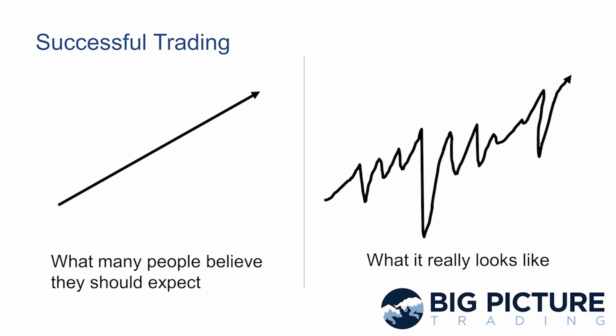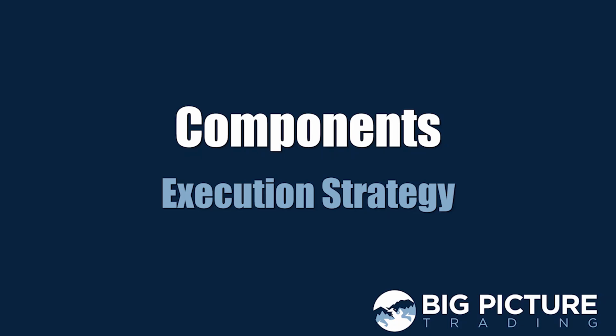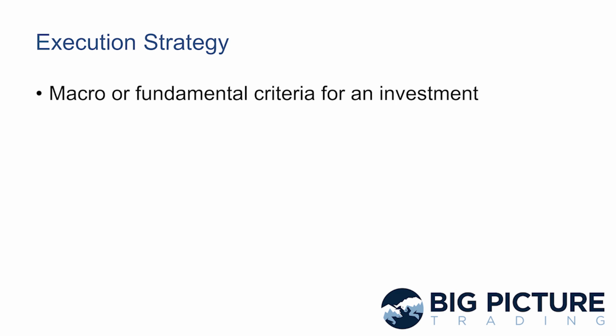So I want to move on to the execution strategy. With the execution strategy, what is your criteria for getting in or out, right? So you might have macro or fundamental criteria for an investment, like there has to be some reason for it. There's nothing wrong with using macro and fundamental criteria.